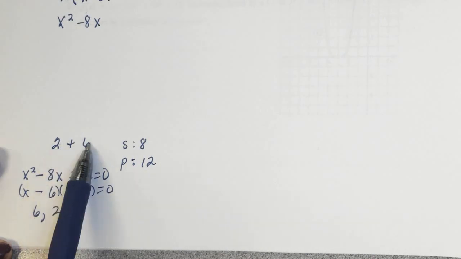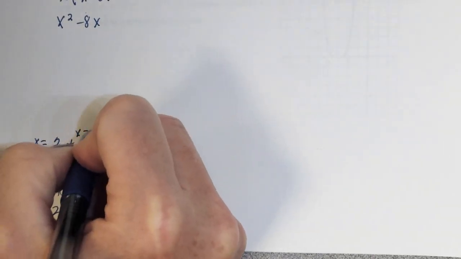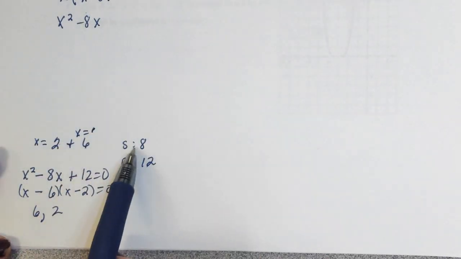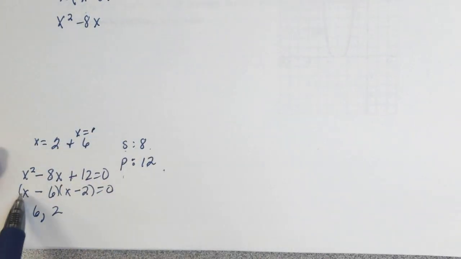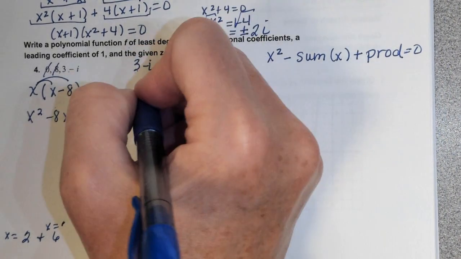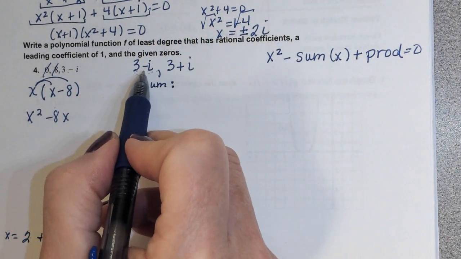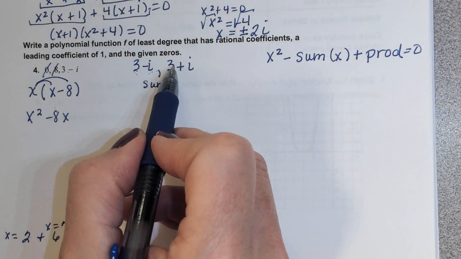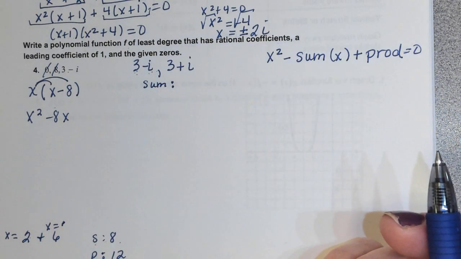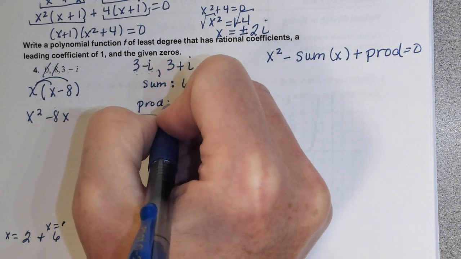If you have these two solutions of x equals 2 and x equals 6, then we can just find the sum and the product, and we can quickly come up with that quadratic. That's how I like to do this problem. I'm going to find the sum of these two. If I add these two together, 3 minus i plus 3 plus i, what is that? 6, right? Now I'm going to find the product.